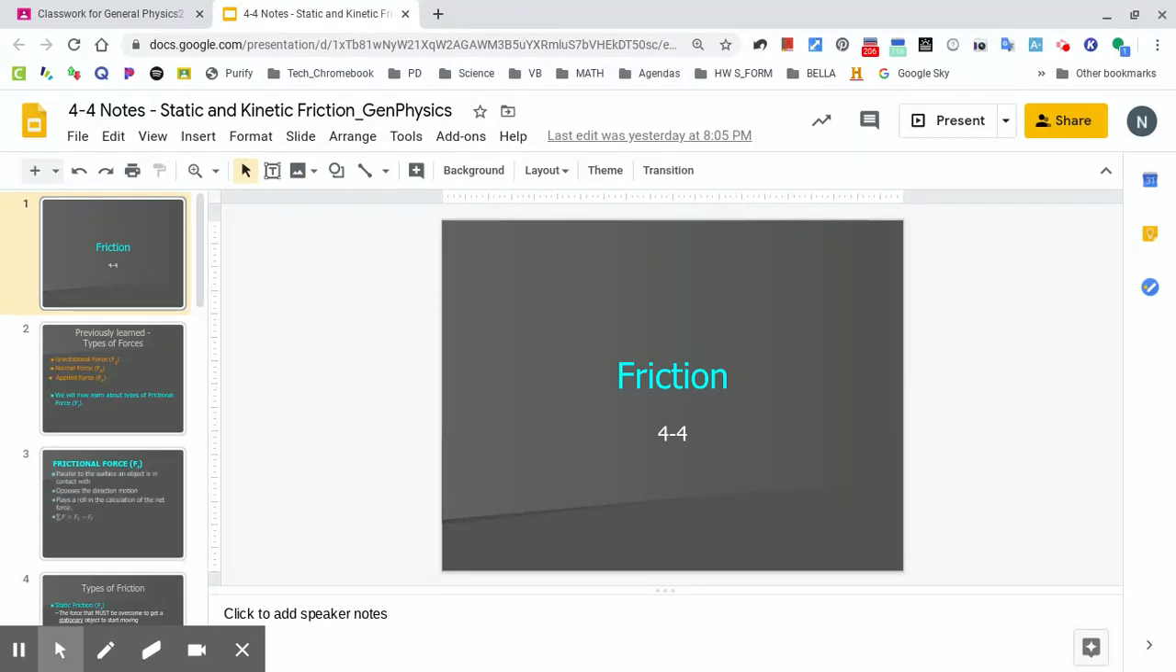Force of friction is on your book, pages 136 to 142. Page 143 talks about fundamental forces. So in these notes we're mainly going to talk about friction.